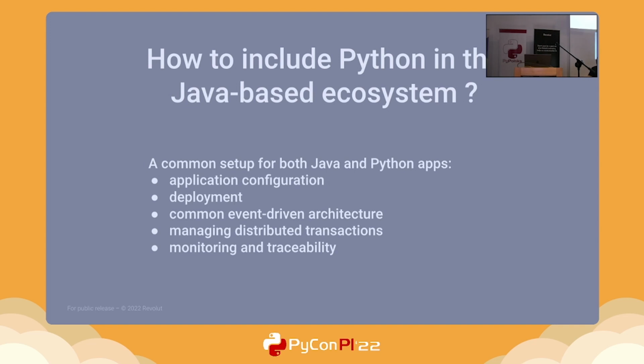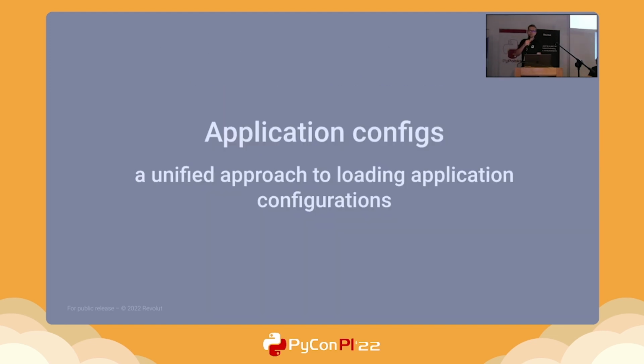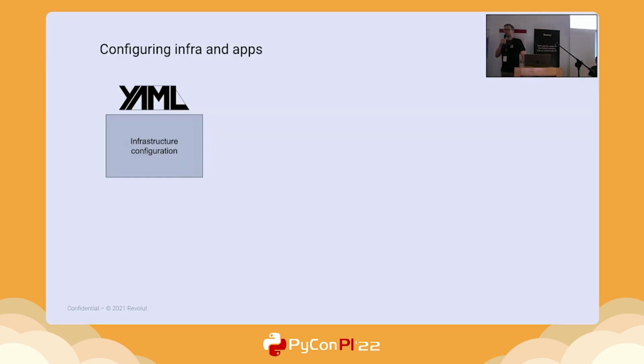Revolut is mostly event-based. Anything that happens is an event. My colleague Sviat will be talking about that in a couple of minutes from now. But we also need to manage distributed transactions and simply be able to have the same configuration for the shared operations happening regardless of the language of our applications. So let's talk first about how we configure stuff regardless of the language.